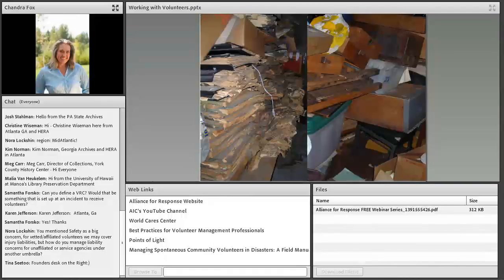Tina was also on this. I have to say I'm very proud of our HERA members, because many of you are on this webinar today. Tina is pointing out that that was in fact the founder's desk in the right-hand picture, and it had been taken apart and was in pieces because somebody in the past had been going to restore it and got it taken apart, but then didn't put it all back together again. So it was her grandfather's piece, and so it was important to them.